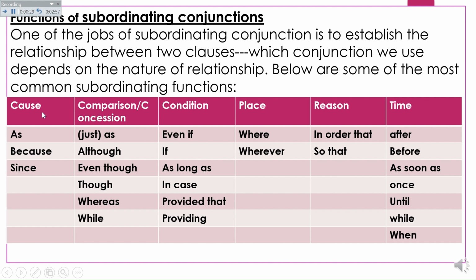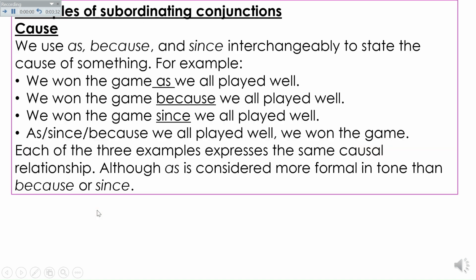So what subordinators do we use for cause? We use as, because, and since. We use as, just as, although, even though, whereas, and while for comparison and contrast. For condition, we use even if, as long as, in case, provided that, and providing. For place, we use where and wherever. For reason, we use in order that and so that. For time, we use after, before, as soon as, once, until, while, and when. So let's study each of these functions individually.